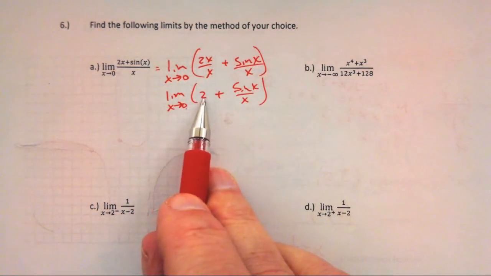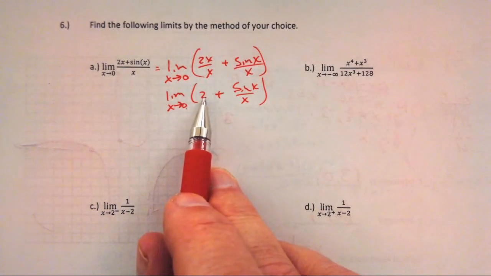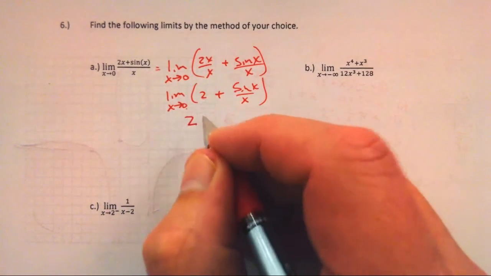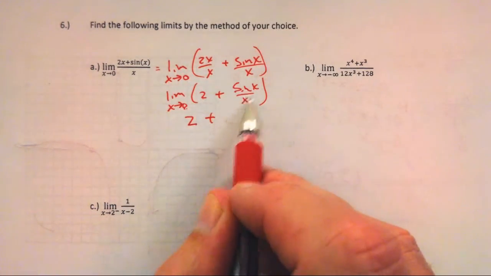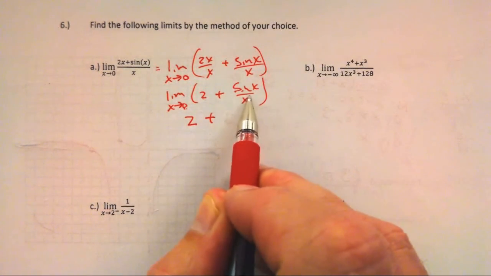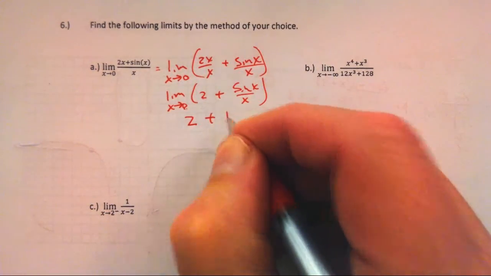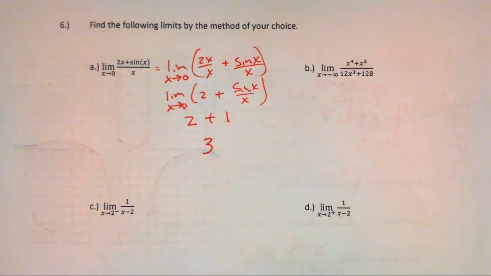But what is the limit of 2? 2 is just 2. So this is 2 plus what is the limit as x approaches 0 of this? That's our only trick in limits with trig functions. That is 1 for a total of 3. You see sine of x, you make it be on x in a limit.